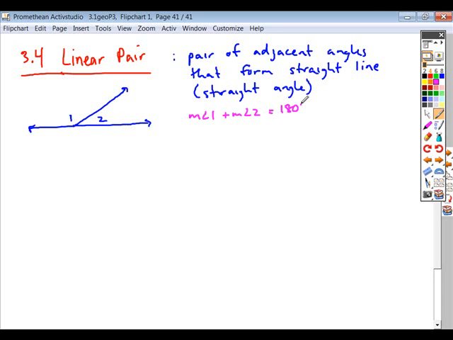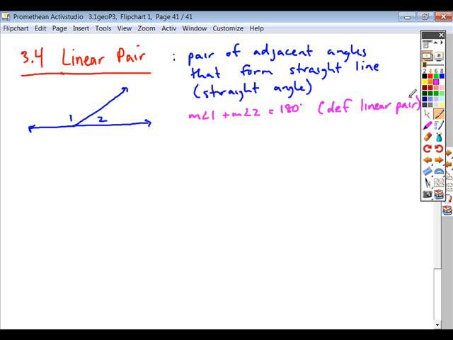And so this relationship right here can be described or justified by the definition of a linear pair. Okay, so anytime you want to make the statement that a pair of adjacent angles that form a straight line add up to 180 degrees, you will defend that by stating definition of linear pair. So again, this is one of those first principles. It's part of the definition, kind of built in.